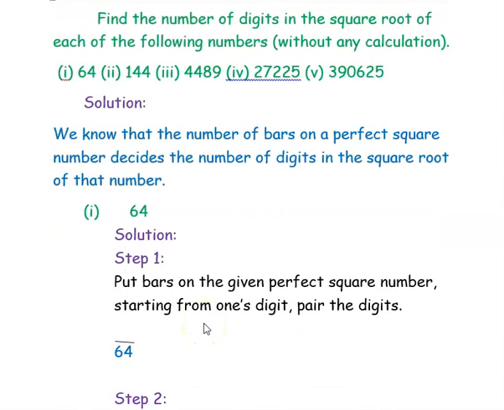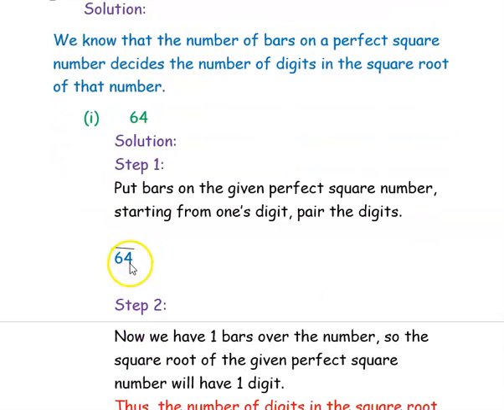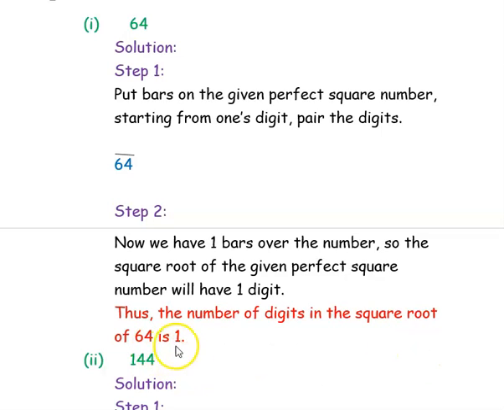So the next question given is, find the number of digits in the square root of each of the following numbers without any calculation. So the first number given is 64. So we know that the number of bars on a perfect square number decides the number of digits in the square root of the number. So by this bar method we are going to find the number of digits in the square root of a given number. So here we have to place bars starting from 1's digit, and we have to pair the digits. So I have paired 4 and 6. I have placed a bar. So we have only one bar. Okay. So the number of digits in the square root of 64 is 1.